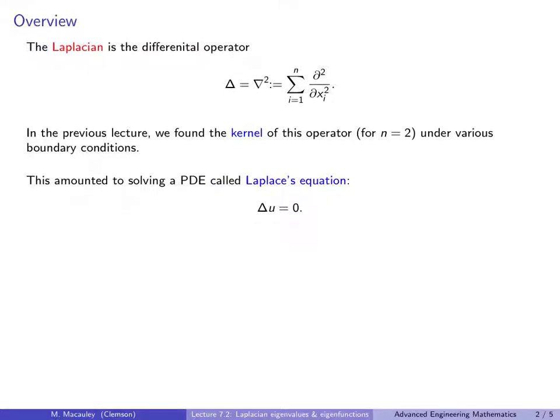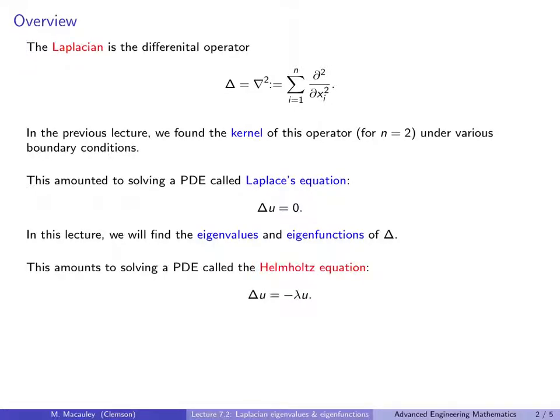This amounted to solving a PDE called Laplace's equation. That's the Laplacian of u equals 0. Find all functions u. And then we imposed different boundary conditions in a square region. In this lecture, we will find the eigenvalues and eigenfunctions of this operator. This amounts to solving a PDE called the Helmholtz equation. So we want to find all functions u such that the Laplacian of u is some scalar of u.